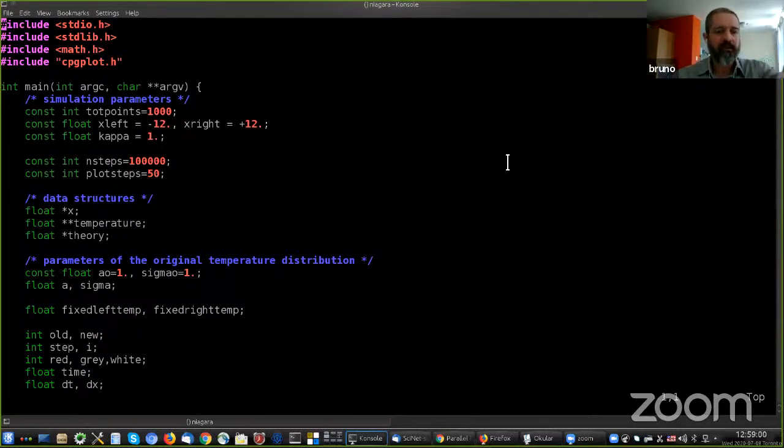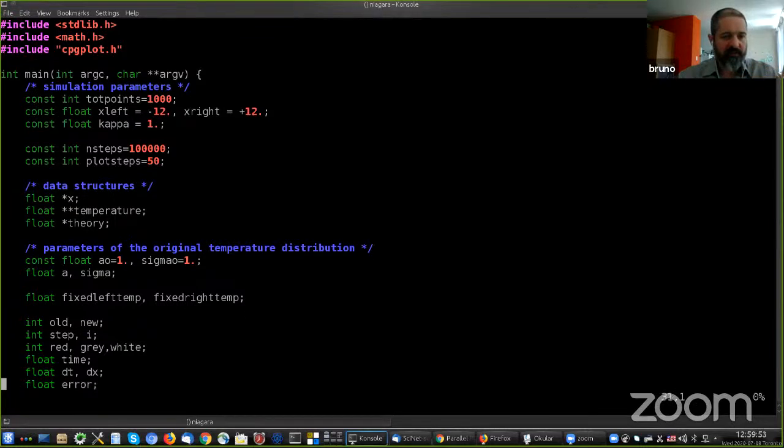Okay, let me just go ahead with the code, because I think this code is going to be very helpful. You're going to use this code to do the parallelization, so I think it's nice that you understand it a little bit better. So A and sigma are just the amplitude and the standard deviation of the initial Gaussian, the Gaussian that is going to be evolving as we march in time. Fixed left temp and fixed right temp are just the values of the boundary conditions that you want to use. Old and new are just a way to represent the data at the new time step and the data at the old time step. This step in I is just like a loop index.